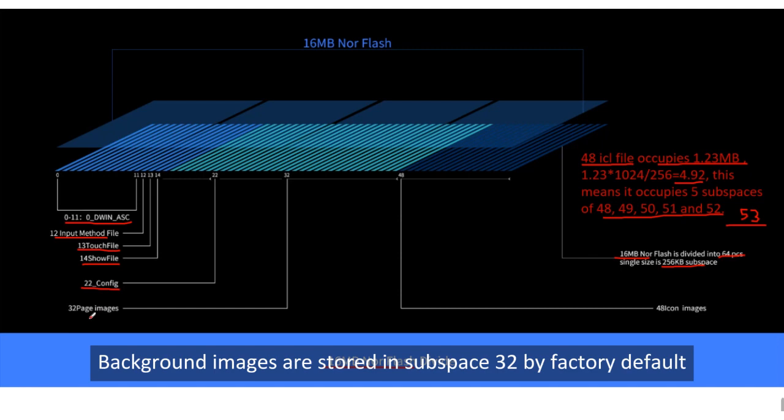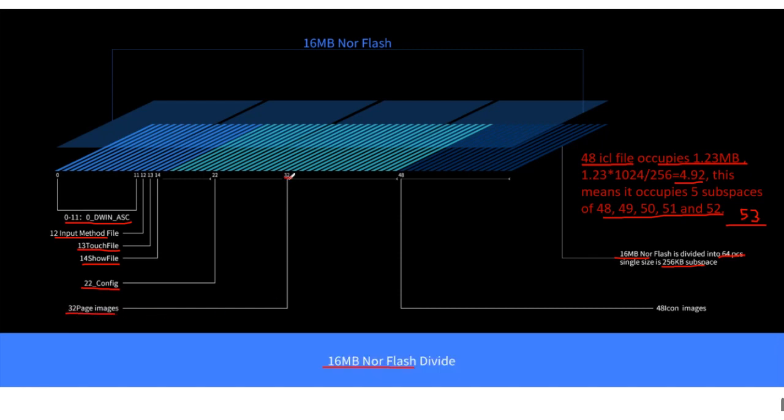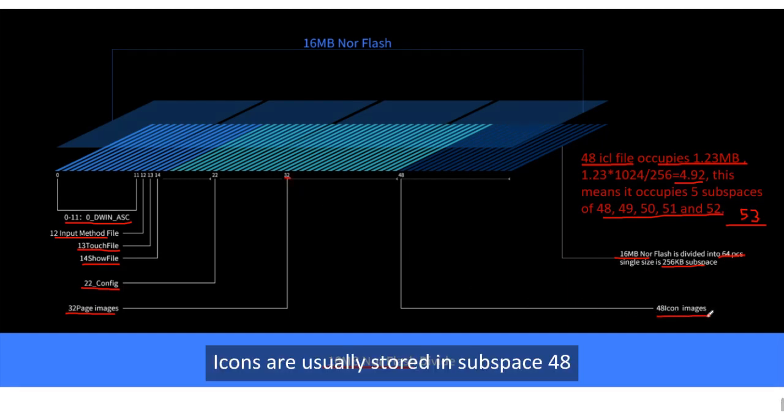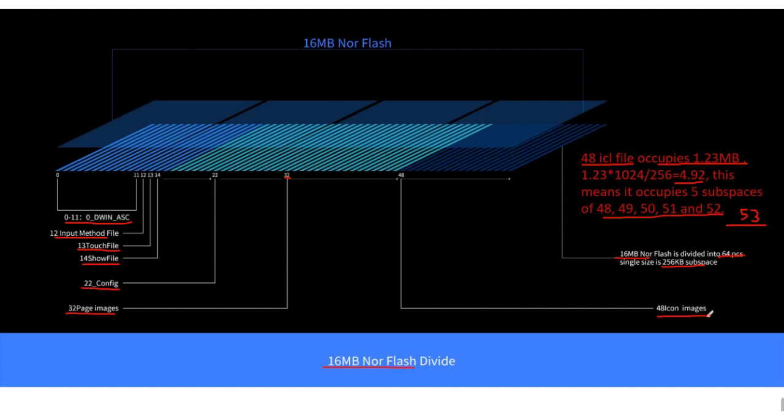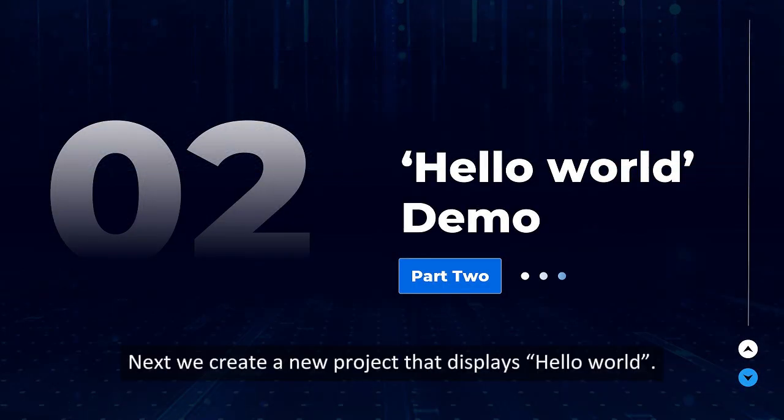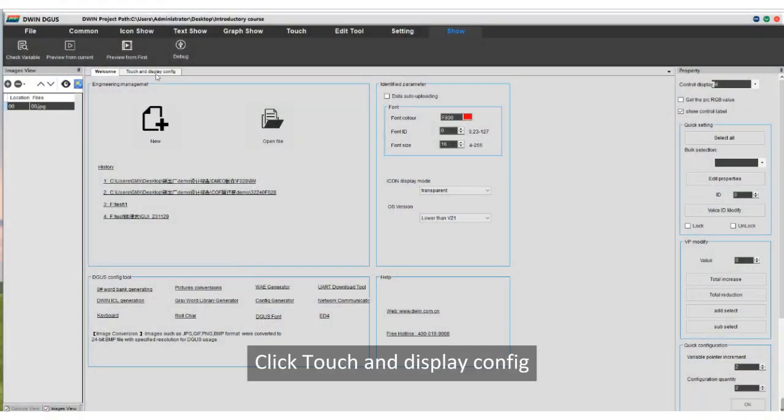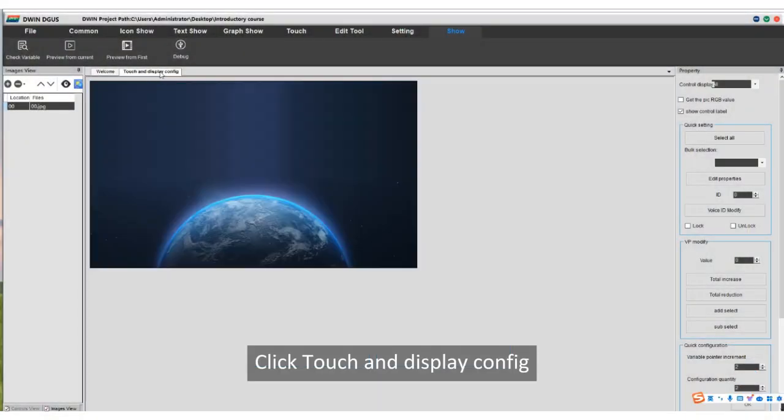Background images are stored in subspace 32 by factory default. Icons are usually stored in subspace 48. Next, we create a new project that displays Hello World. Click Touch and Display Config.